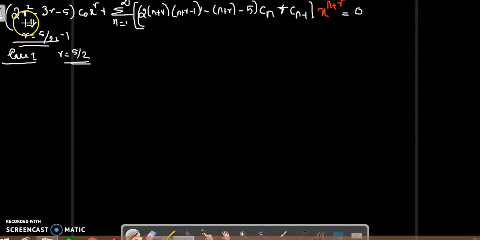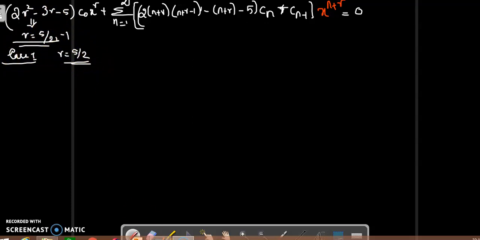Okay, this is where we left off. (2r² − 3r − 5) c₀ x^r plus the other terms, this is the whole term of x^(n+r). We had equated this to 0, and we have got that r has two values, 5/2 and −1. These are known as the exponents. We are taking the first case where r = 5/2.